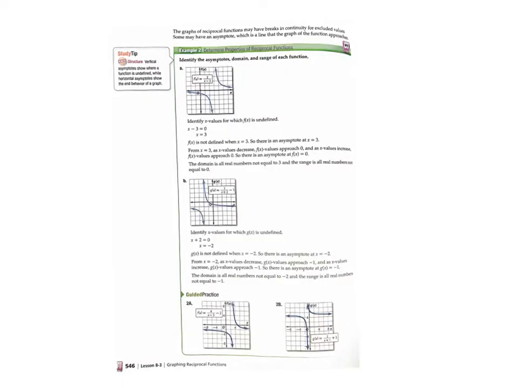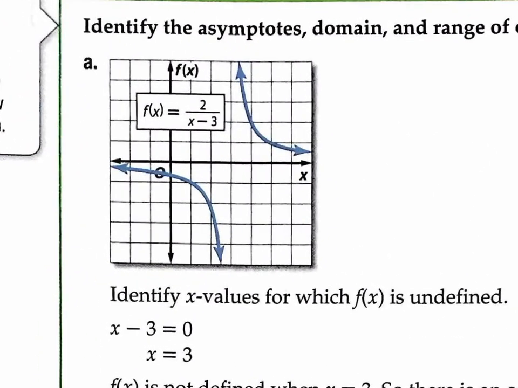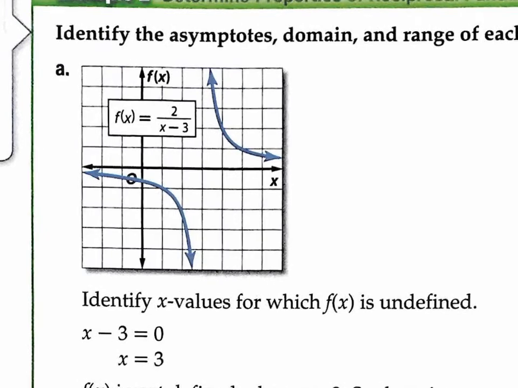So what they want you to do here in the book is to learn how to identify the asymptotes and also identify the domain and range of each function. So they don't want you to graph yet, but they give you the function f of x equals 2 over x minus 3, and they want you to visually identify the asymptotes. And then after you identify the asymptotes, state the domain and range of each of these functions.